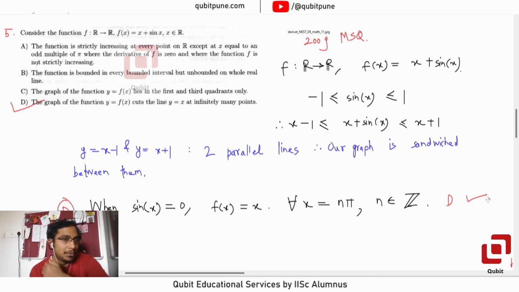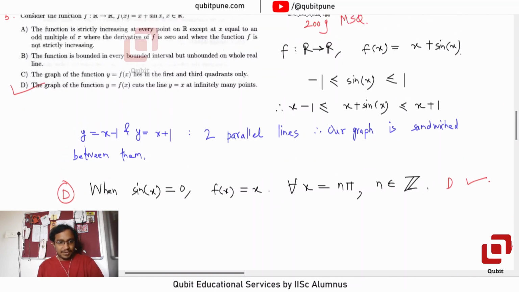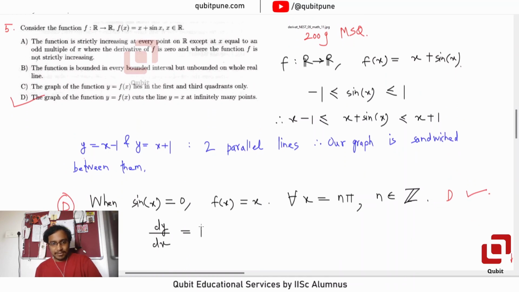Now what are we going to do? Let's come to option A now. The function is strictly increasing. Is it true? What is the derivative of the function? The derivative of the function is 1 plus cos x, correct, because the function itself is x plus sin x.